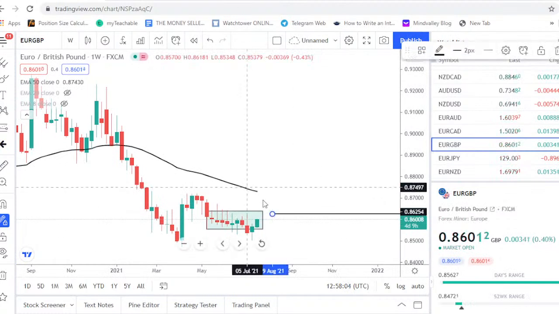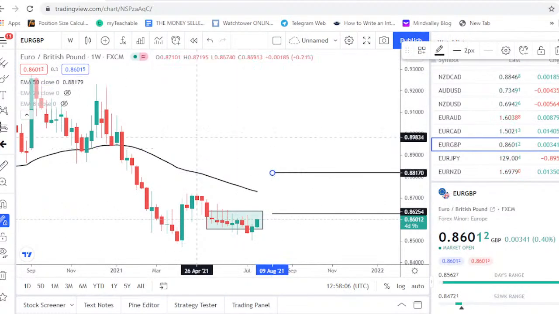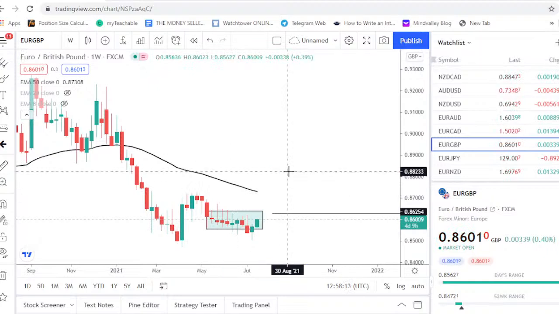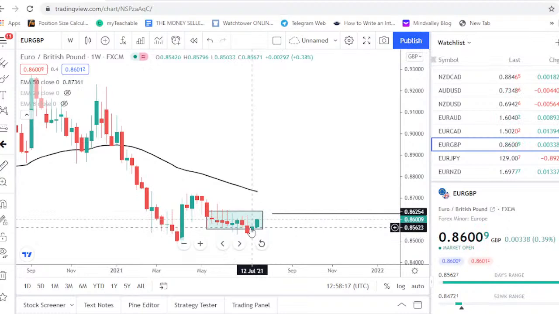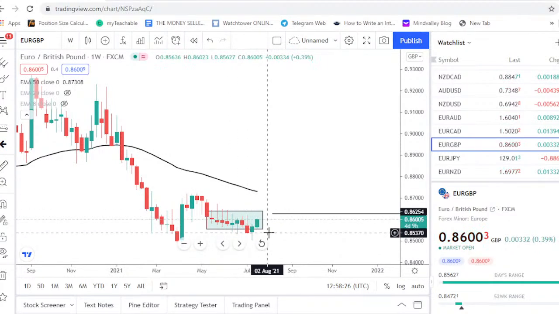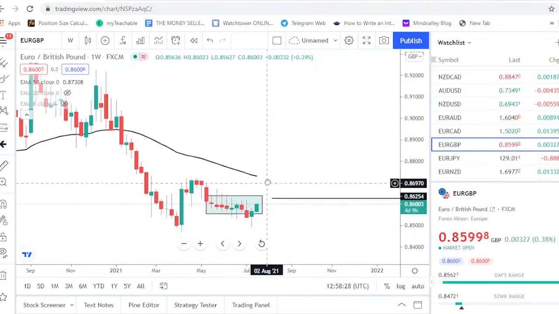Euro GBP seems bullish, but still inside of that consolidation. Okay, it seems bullish right now. Looking at how the candle closed last week, it seems bullish, but it remains inside of this consolidation until I see it outside of the consolidation before I'll be able to make a decision around this.